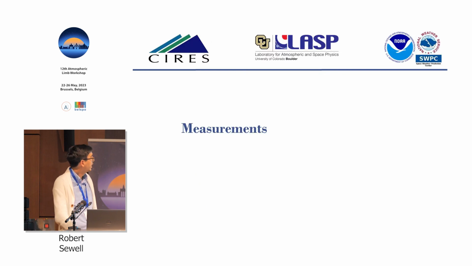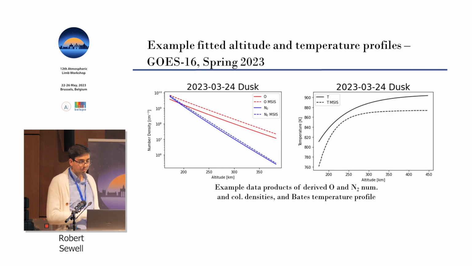So, jumping quickly through some preliminary measurements that we have from these methods. Here's just an example data product that we have. So once again, we have the O number density and the N2 number density. Here they're simply compared to the EMSIS model. And then we have our Bates temperature profile through the thermosphere, also compared to what the EMSIS Bates temperature profile gives.